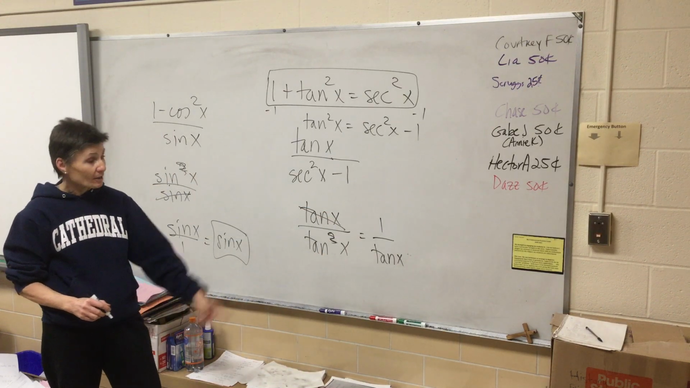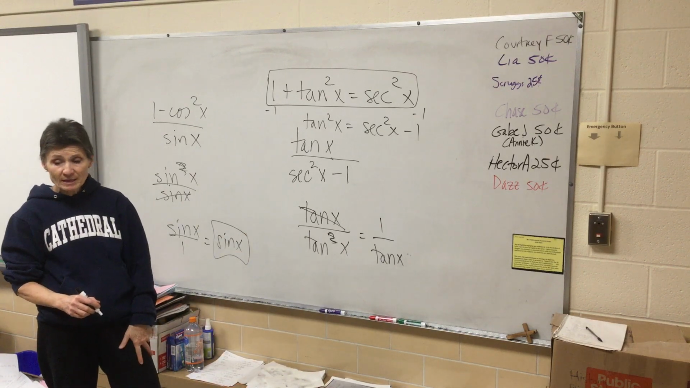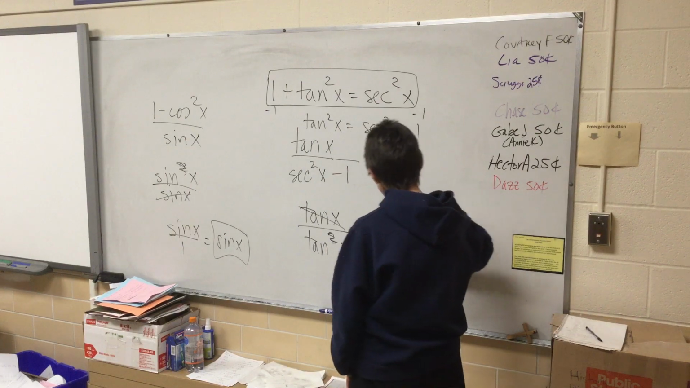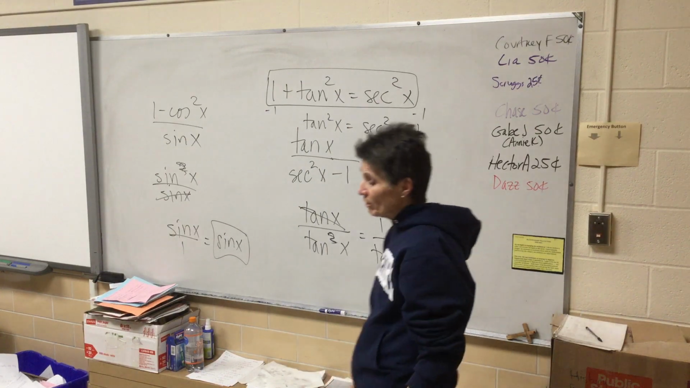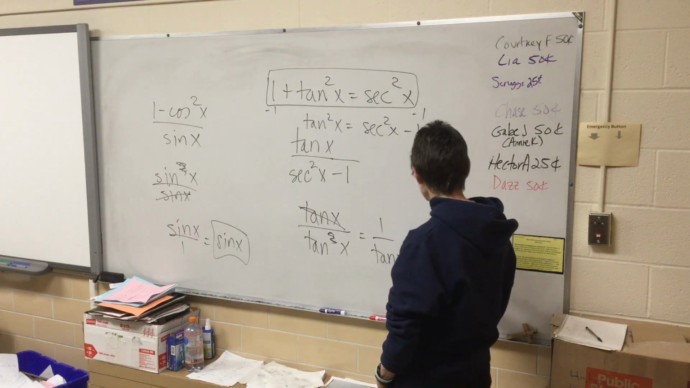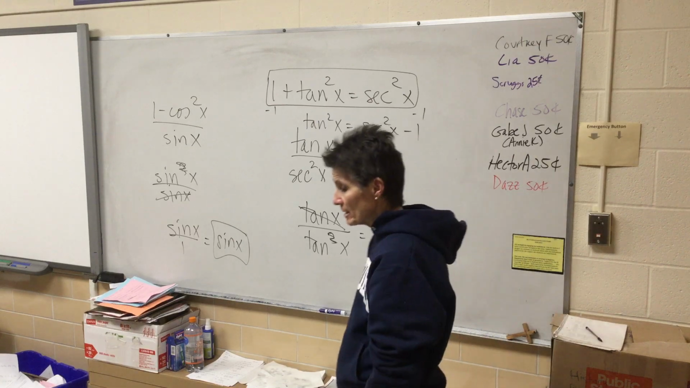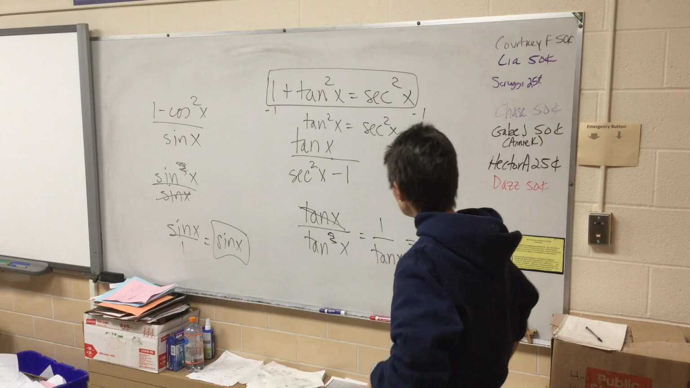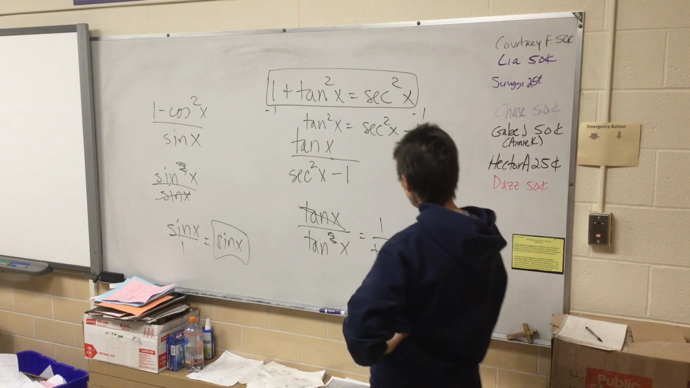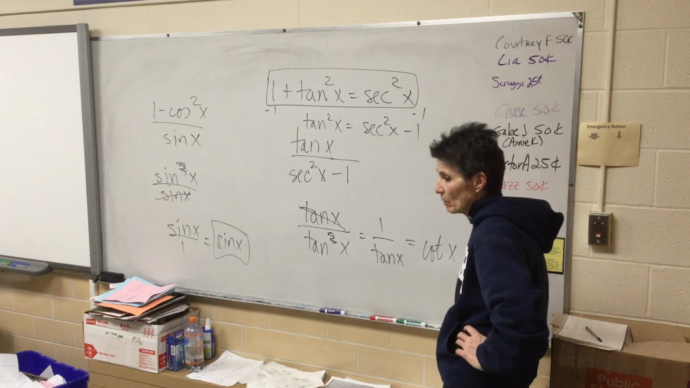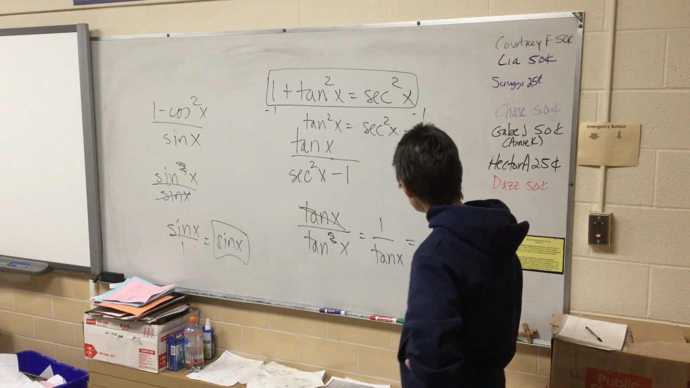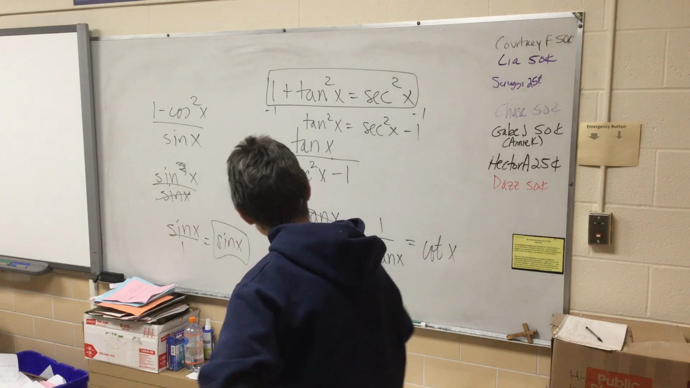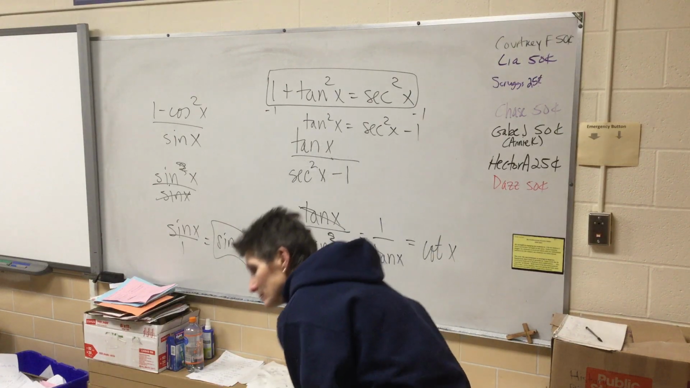Now, I'm not going to complain about that answer. I think it's fine. But can anybody maybe simplify it even more? What's 1 over tangent? Cotangent. Exactly. Cotangent. If you left it as 1 over tangent, I wouldn't mark that wrong. But cotangent is the most simplified answer.